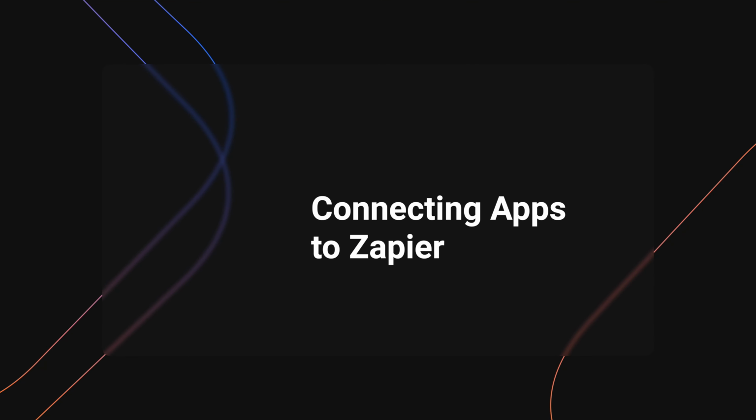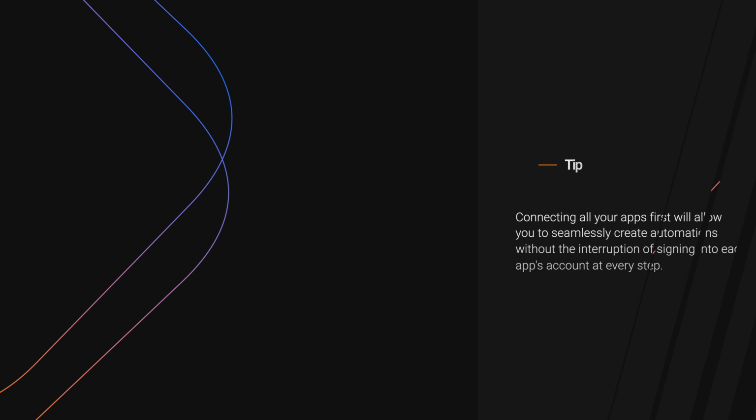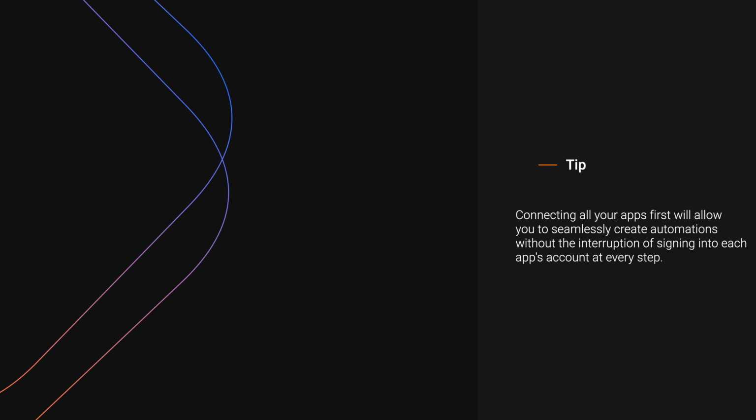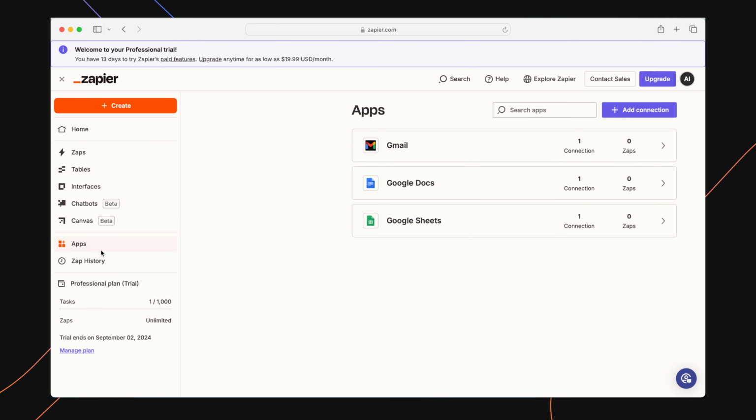Okay, before we dive into building out our AI automations, I highly recommend first connecting all the apps you'll be using in your Zapier account. So in Zapier, let's head over to the apps page. We'll be going through various impractical use cases for ChatGPT and Zapier today, so I'm going to connect ChatGPT, Gmail, Google Docs, and Google Sheets, but more on our use case in a little bit.